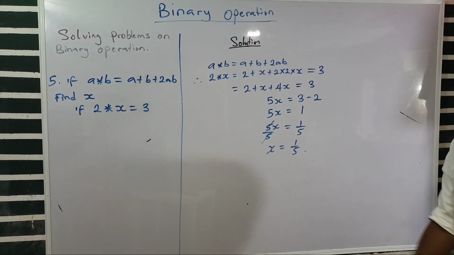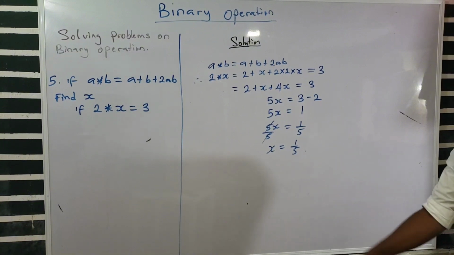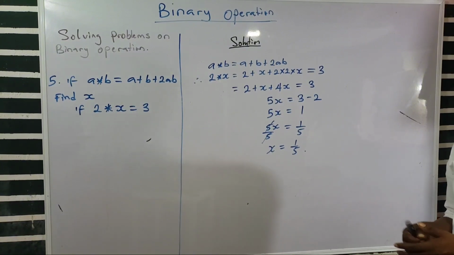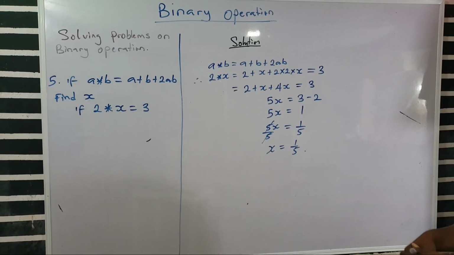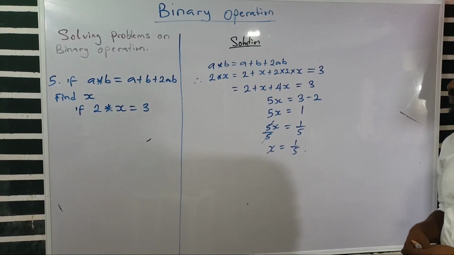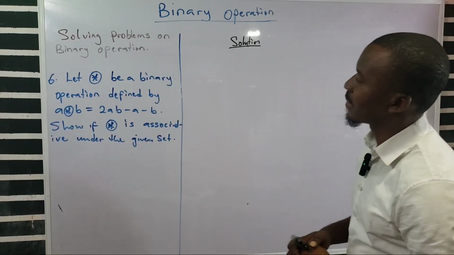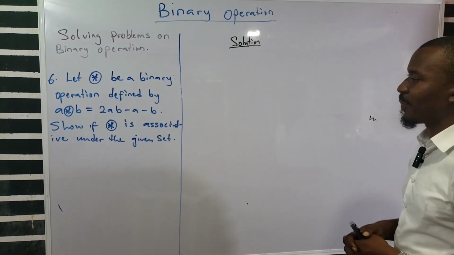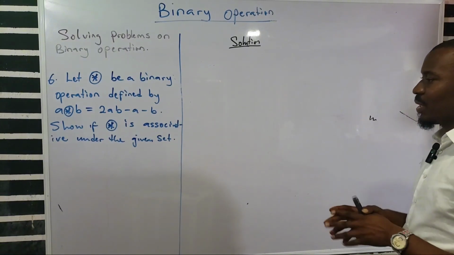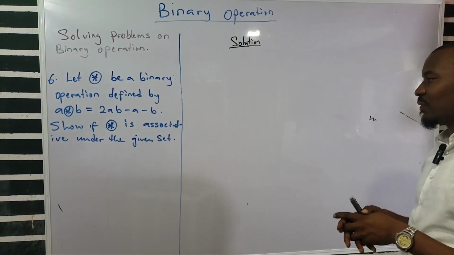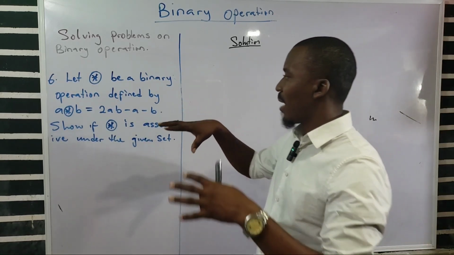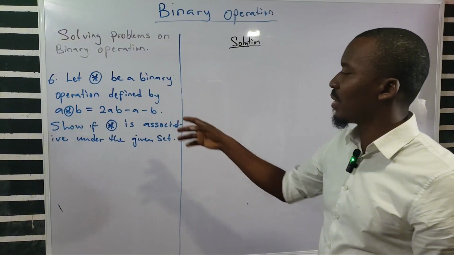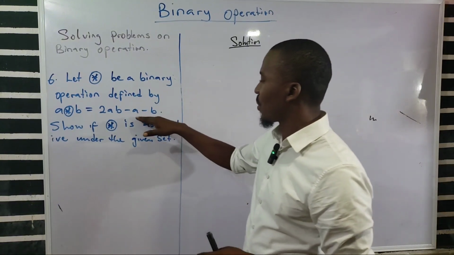Let's move to a little bit more difficult question than what we have been doing. But this time around, let's have the question first, then I will say something about it. Look at number 6. We are asked to show if a particular binary operation is associative under a given set. So what are we going to do? I'm not going to solve this the way I have explained before. Let me use another way of solving this problem.